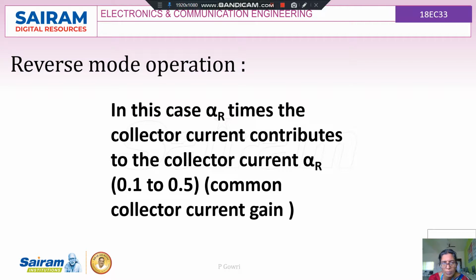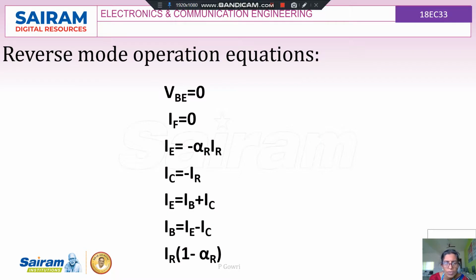Similarly, in the reverse mode operation, alpha R times the collector current will contribute to the emitter current. Alpha R will be in the range of 0.1 to 0.5, which is the common collector current gain. In the reverse mode, my VBE is equal to 0 and IF is equal to 0. IE is equal to minus alpha F into IR. Similarly, IC is equal to IR. So the total current IE is equal to IB plus IC, which I can say is IR into 1 minus alpha R.